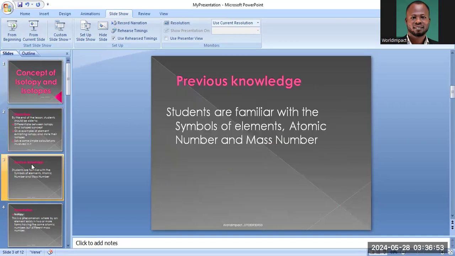Our previous knowledge shows that we are familiar with atomic number and mass number. We need to make a quick recap of this as we're going to need it in our lesson. So atomic number is the number of protons present in the nucleus of an atom, while mass number is the sum of neutron number and proton number that are present in the nucleus of an atom. So that gives us the weight or the mass of the element.